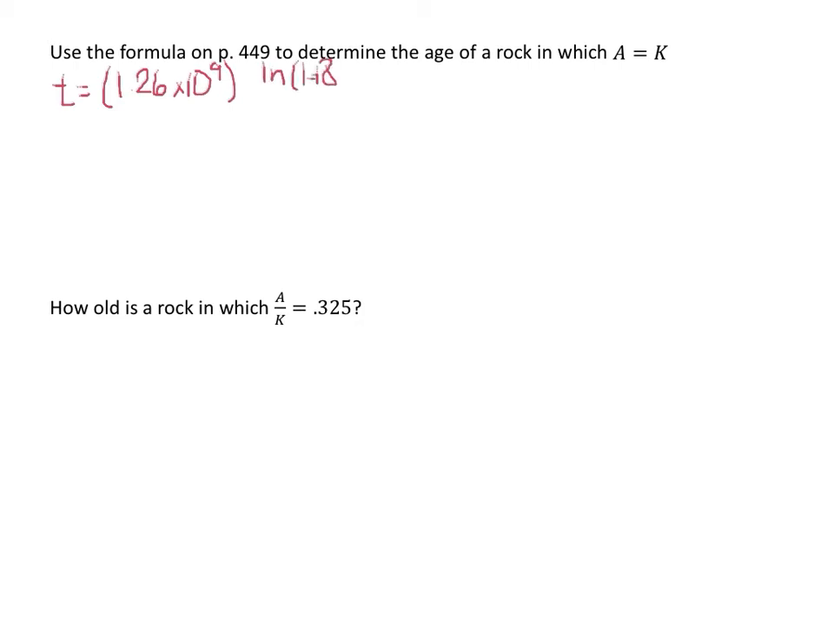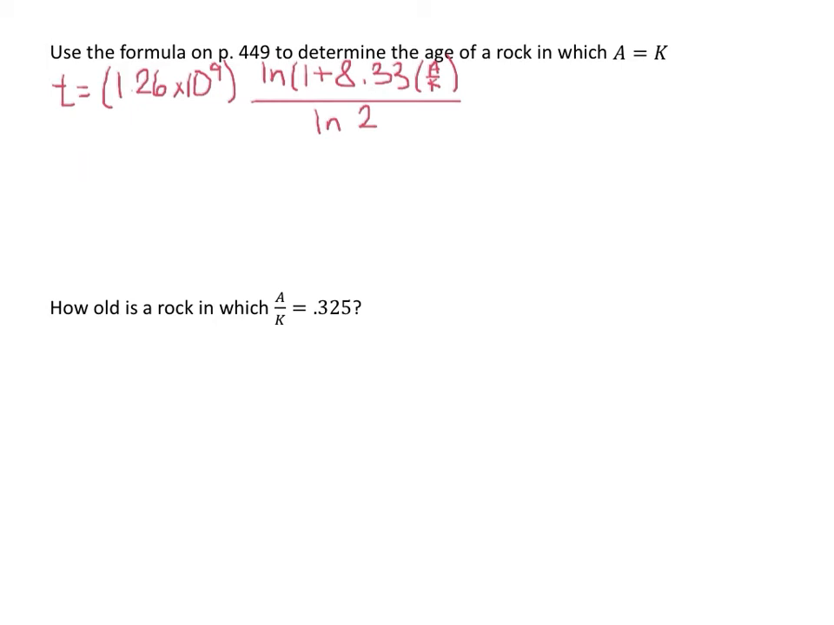That's 1 plus 8.33, let me erase that. 1 plus 8.33 times A over K over the natural log of 2. So here we're told that A and K are equal to each other. A and K, by the way, are the number of atoms of argon 40 and potassium 40. But if those values are equal, then A over K is 1.